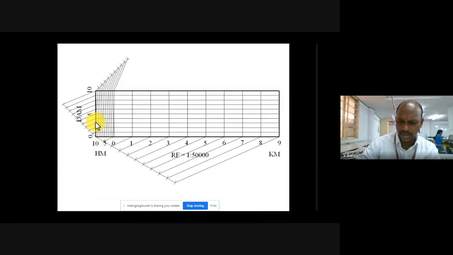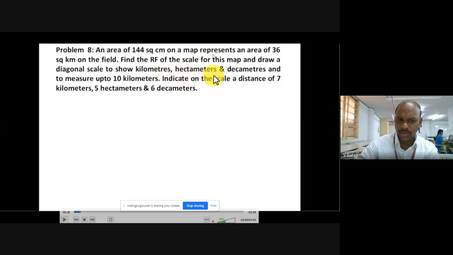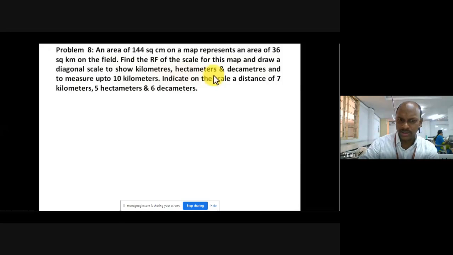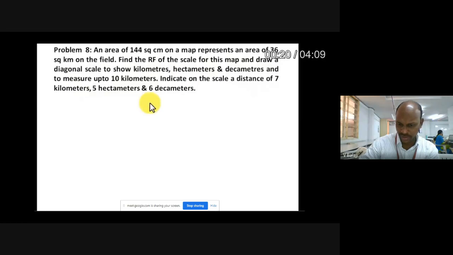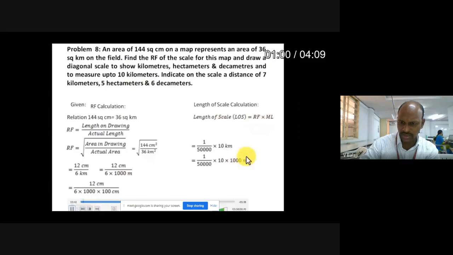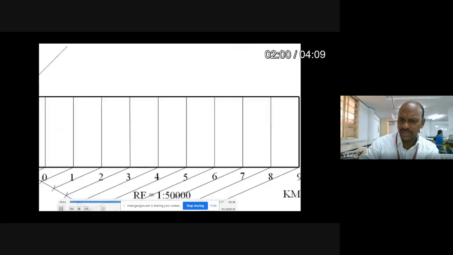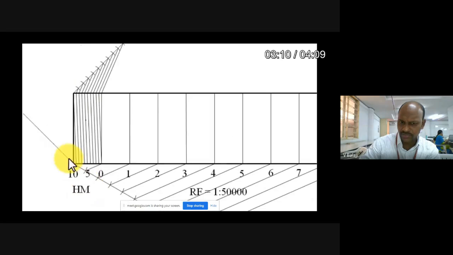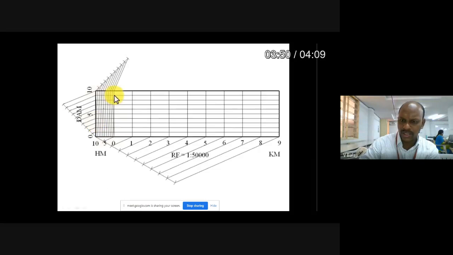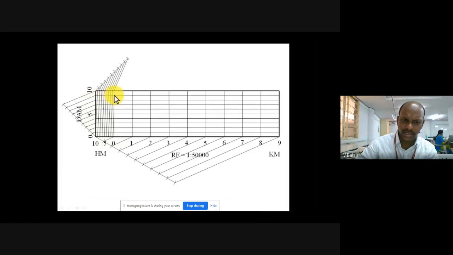Now, what is the problem given? You need to mark a distance of 7 kilometers, 5 hectometers, and 6 decameters. So 7, 5, 6. Note down. So go back to the constructed scale. This is the scale we have constructed already. Now, can anybody tell me how to mark 7 kilometer and 5 hectometer and 6 decameter?